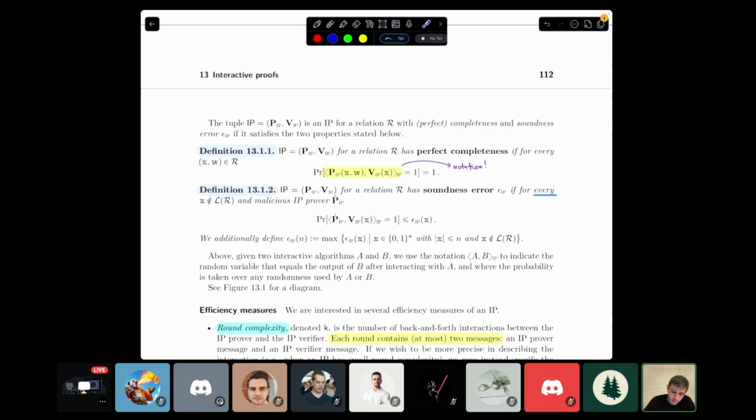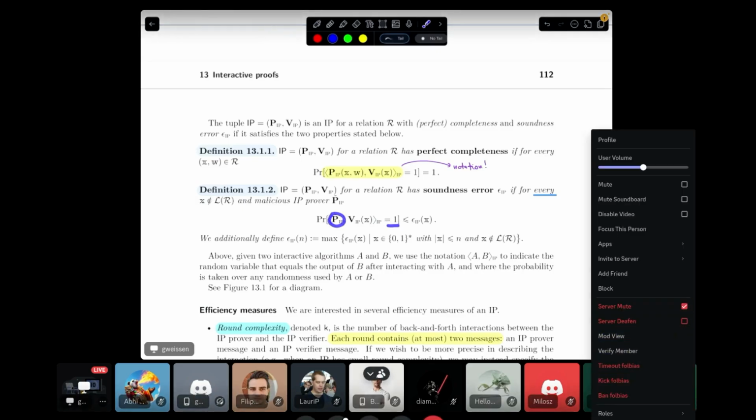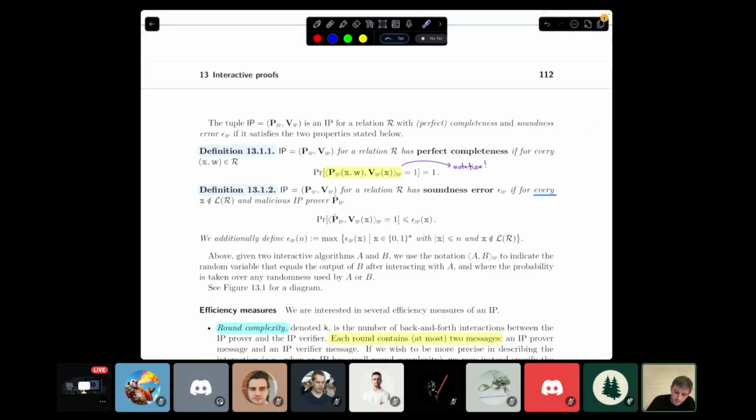We want it not to happen by much, and we quantify this desire using the soundness definition. We are saying that the probability that the prover and the verifier interact and the verifier decision bit is 1 is small. Notice here, by the way, compared to completeness, you don't have X and W here because it's a malicious prover, so there is no witness and it doesn't really matter. We want to say that the probability that this thing is 1 is bounded by some epsilon. So we want it to be small.